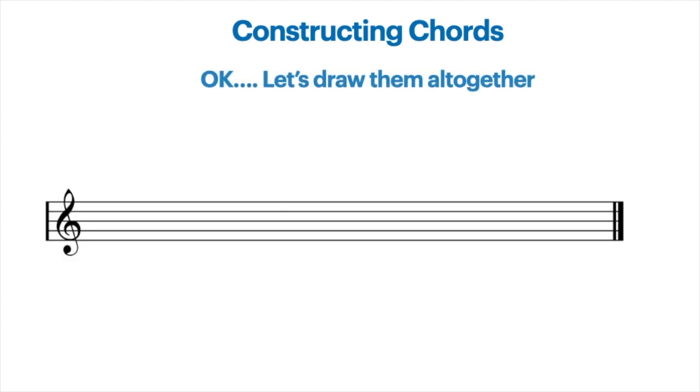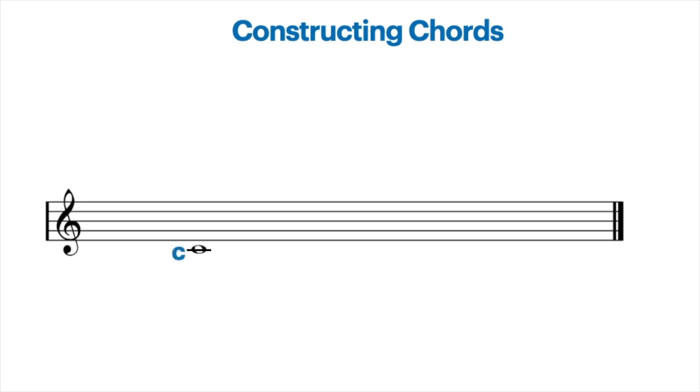Okay, let's draw them all together. First of all, we start with middle C, count two white notes up. On the bottom line we have E, on the second line we have G, and we play them all together. Okay, put F on the bottom space, two notes up is A, two notes up is C, we play them all together. G is on the second line, count two notes up for B, count two notes up for D, and we play them all together.